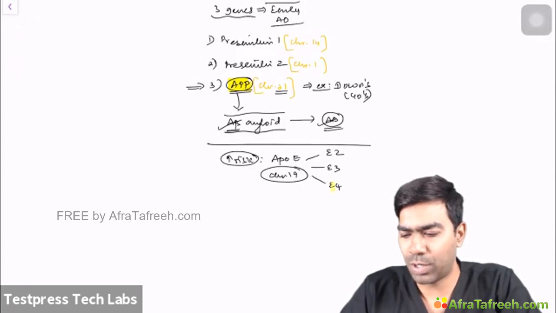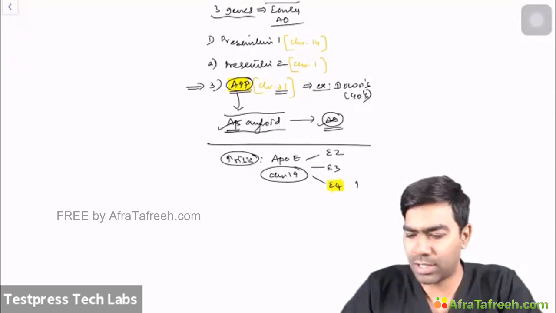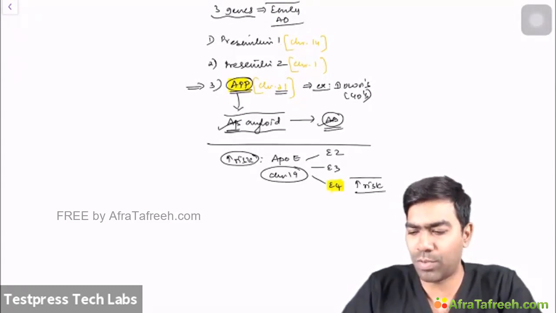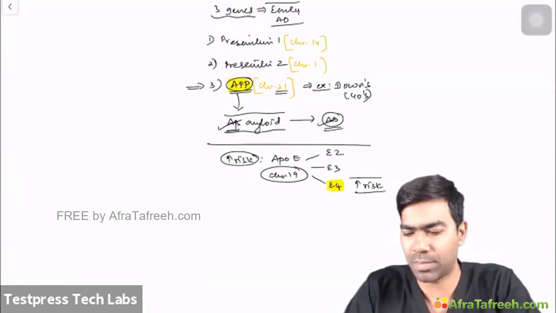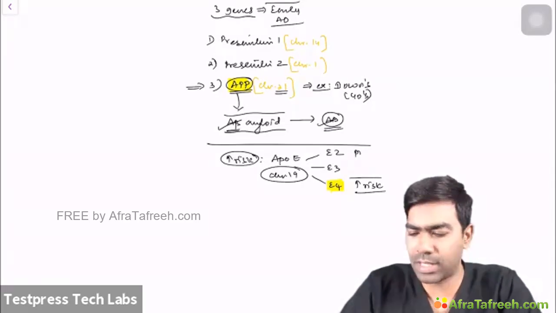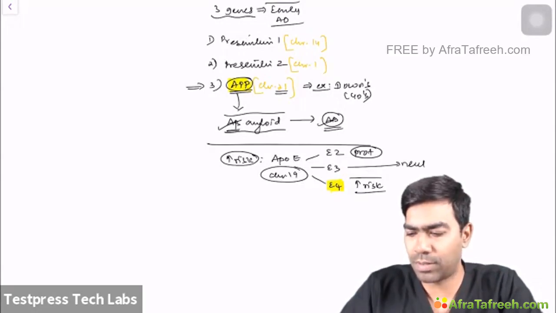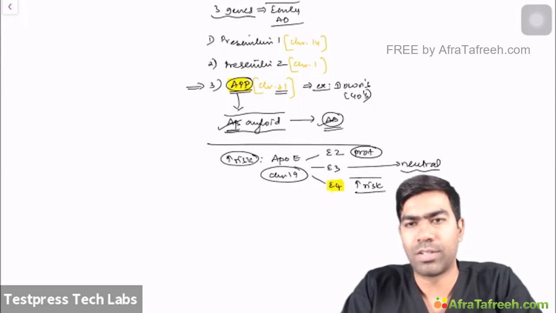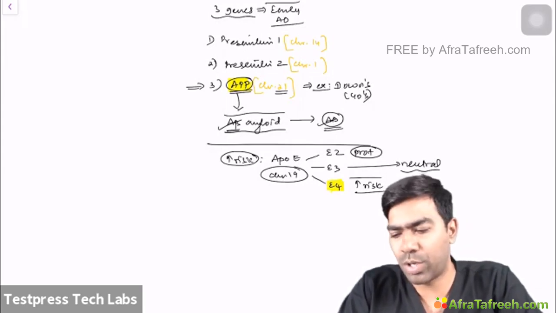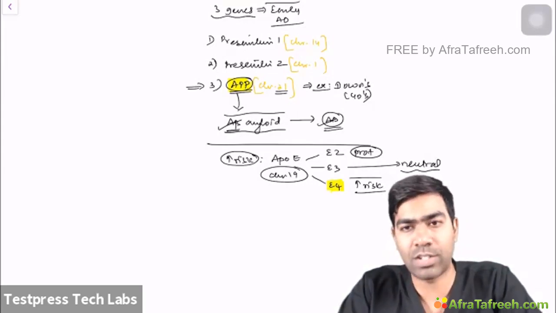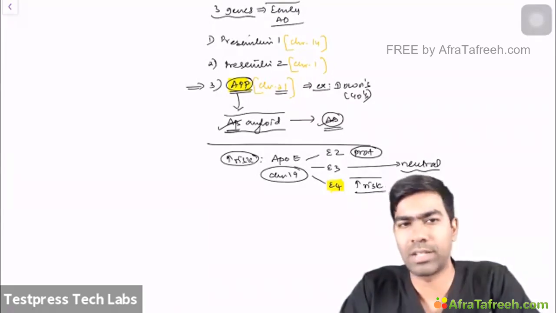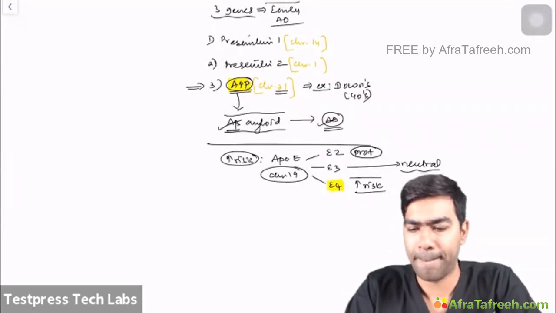Remember that ApoE4 is going to increase the risk. This ApoE4 polymorphism, the ApoE4 allele, is going to increase the risk of development of Alzheimer's, whereas ApoE2 is basically protective for Alzheimer's, and ApoE3 is supposed to be neutral for development of Alzheimer's, which means it doesn't increase or decrease the risk. But ApoE4 increases risk, whereas ApoE2 is actually protective. It decreases the risk of developing Alzheimer's in the long run.